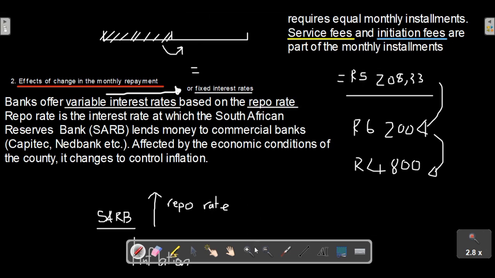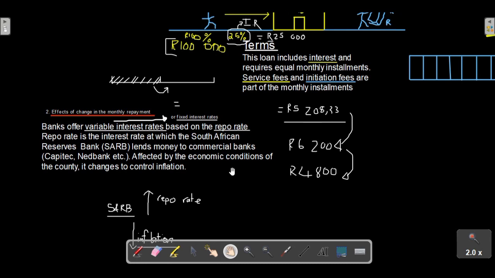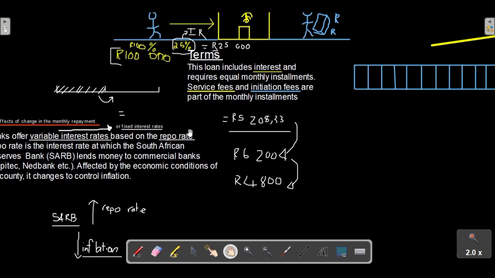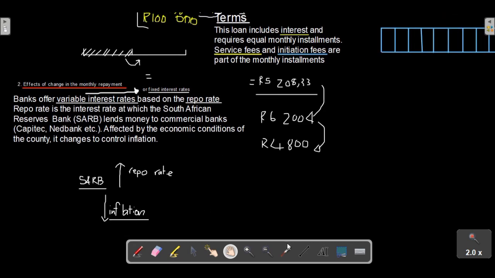Okay, so it's very important that we know these things, and that of course we educate others on these, because people do not understand why our monthly installments keep on increasing. So that is the effect of a change in the monthly repayment. Okay, so that's how you would get affected by that, right?